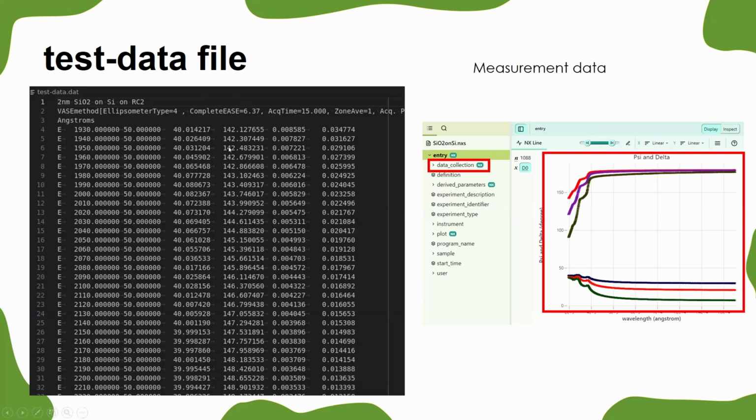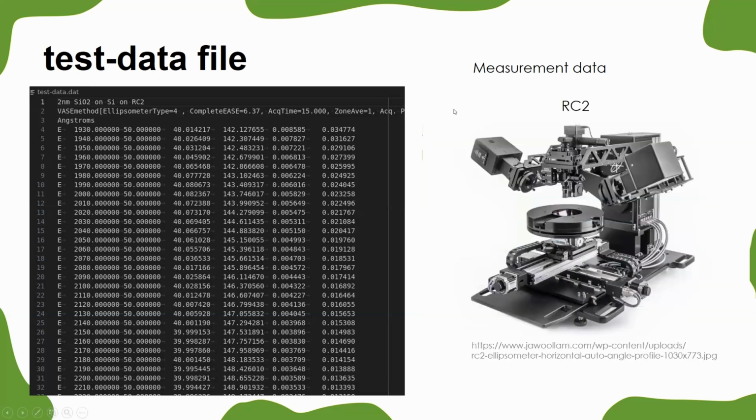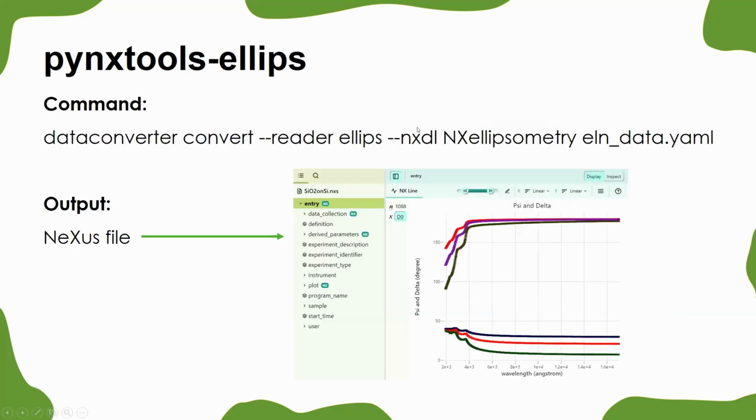But now we want to also have this metadata, yeah? That's why we are doing that. This reader works specifically for the RC2 ellipsometer. Yeah, and just also here, we use right now the pynxtools ellipse plugin. This is the command which we use for the data conversion. The output is this NeXus file.